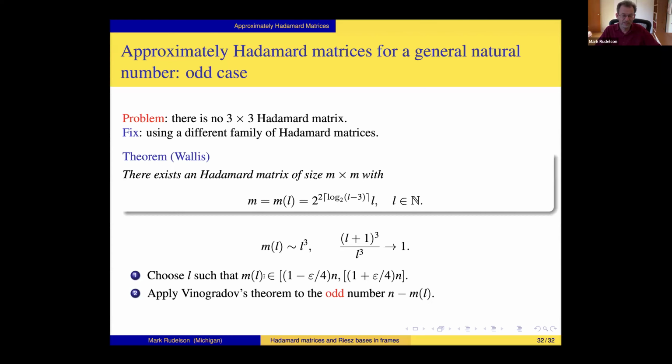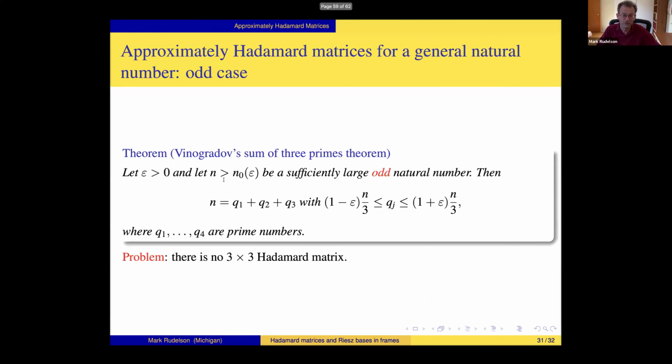And we subtract this number m of L from n. m of L is even, n is odd, so the difference is odd. And the odd number is decomposable into three primes. So we have three matrices plus another one which we got from this construction. We have four matrices altogether, but then the previous construction applies.